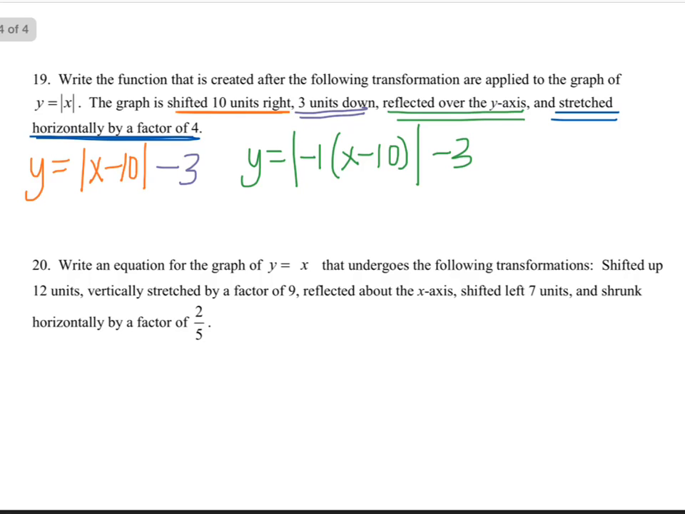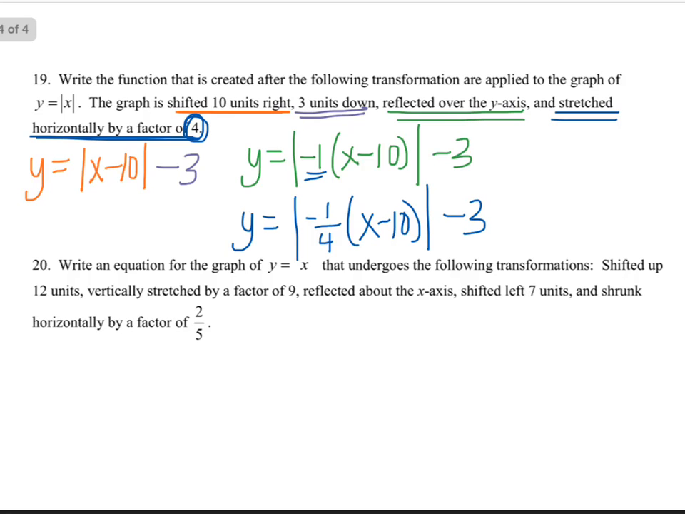So if I'm going to put this back into the equation, I'm going to want to take the reciprocal of this first. So the reciprocal of 4 is 1 over 4. That 1 over 4 is going to join this negative 1 here, so I can really just combine them and write that as negative 1 over 4, x minus 10, close the parenthesis, close the absolute value bar, and minus 3 at the end.